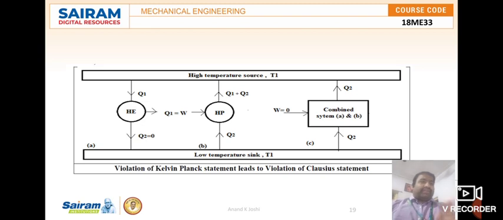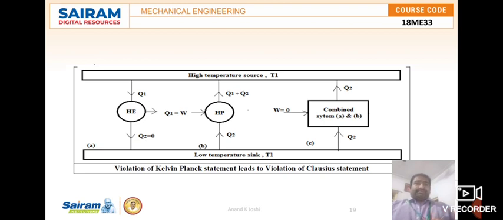Coming to the next figure, that is B. The heat pump works in a cycle and extracts Q2 amount of heat from the low temperature sink. This heat pump also receives W equals Q1 amount of work from an external source and supplies Q1 plus Q2 amount of heat to the high temperature source. This system works as per the Clausius statement, because it needs some external energy to operate.